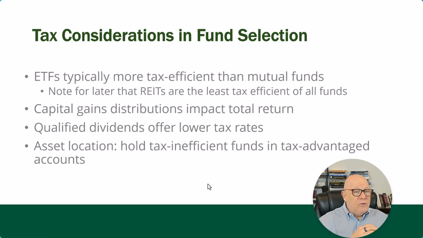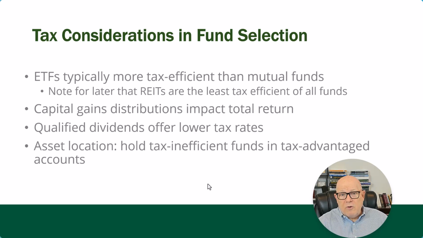So we have to remember tax considerations. If we're going to be putting these funds in a taxable account, we want to recognize that ETFs are going to be a little more efficient. Index mutual funds are also pretty efficient, so that's okay to put in a taxable account. We also want to consider asset location. So REITs, as I mentioned, are the least tax efficient of funds because they're going to distribute ordinary income to you every year. And so if you're going to buy a REIT, you're best off buying that in a tax-deferred account or a tax-free account.